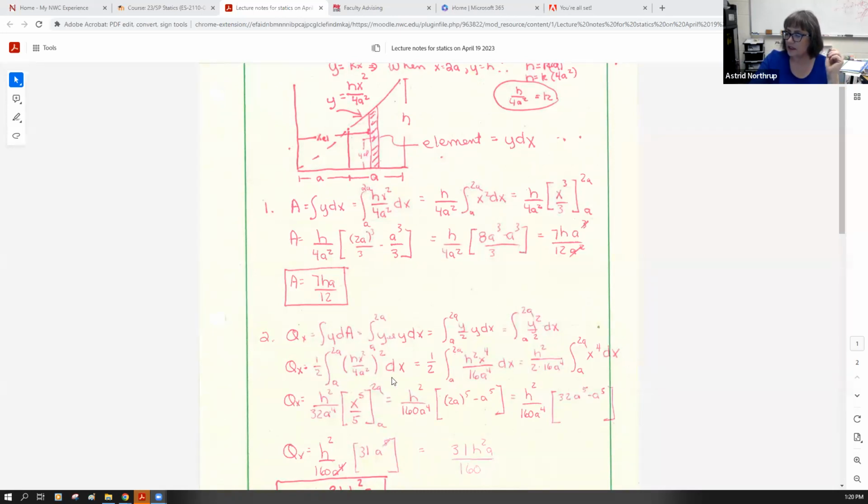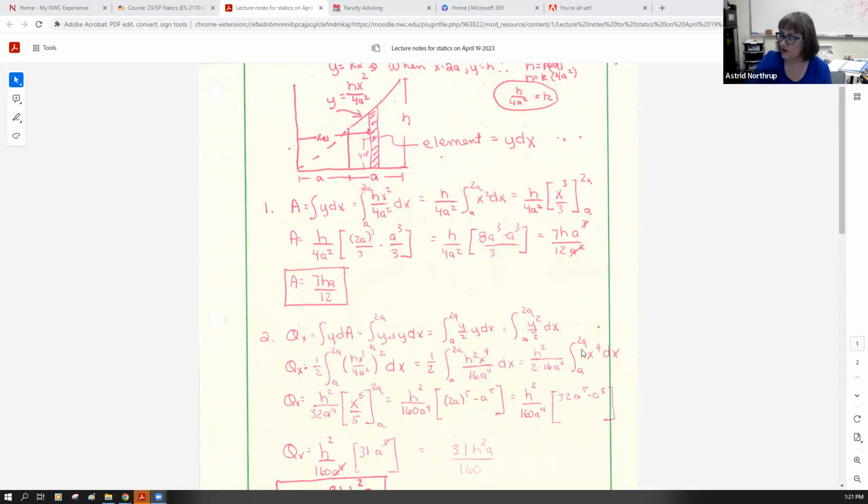Go ahead and perform this integration. We have to square everything in here, so we do have some other constant terms. We square h to get h squared. We square 4 to get 16. We square a squared to get a to the 4th. So we can pull all of that stuff outside of the integral along with the 1/2. And we're left with x to the 4th dx inside the integral.